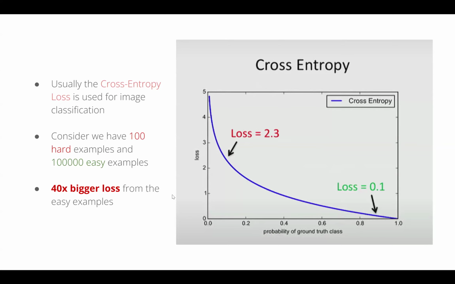However, due to the sheer number of easy examples we have, and easier examples having a higher probability, the loss contribution from these easy examples significantly outweighs the loss contribution from the harder examples. And thus, this is not a strong enough signal for our network to learn from.